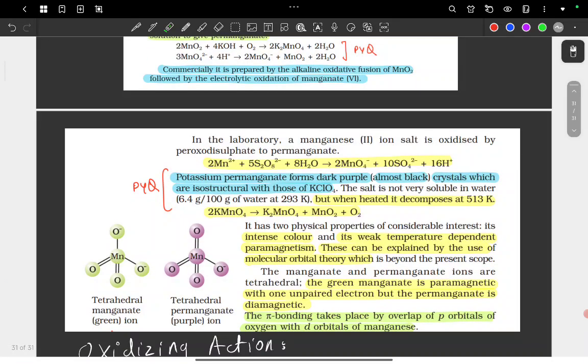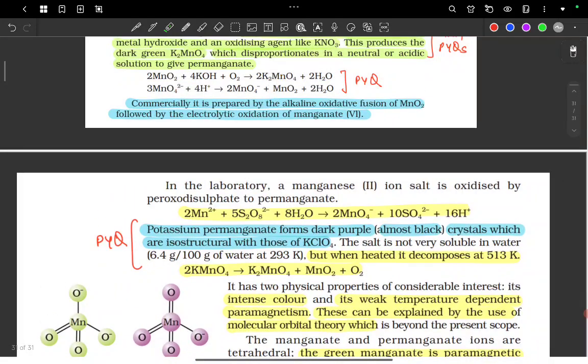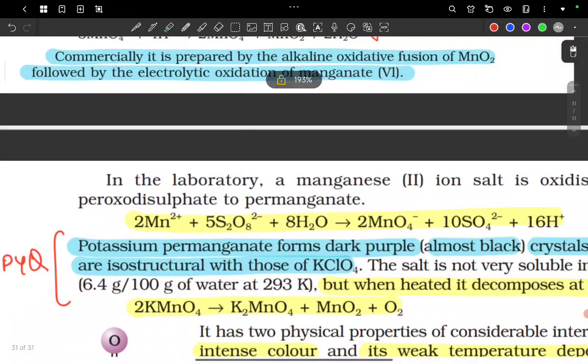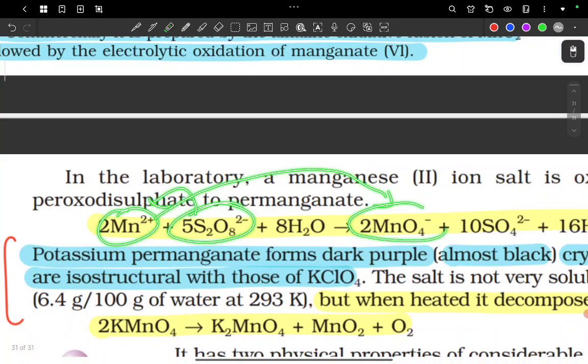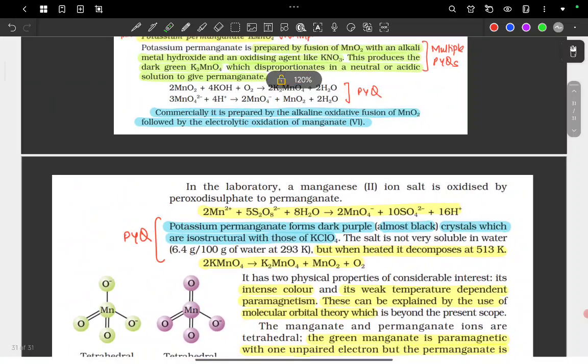Now, in the laboratory, this is an alternative method of preparation, but not much has been asked from it. Just remember, the 2+ state of the manganese ion is oxidized by peroxodisulfate. This guy, peroxodisulfate, basically oxidizes your manganese 2+ ion into the permanganate ion. Okay, and itself gets reduced to whatever this is.